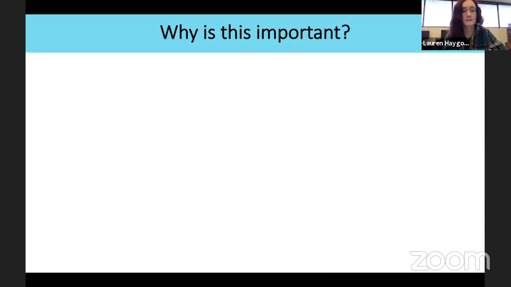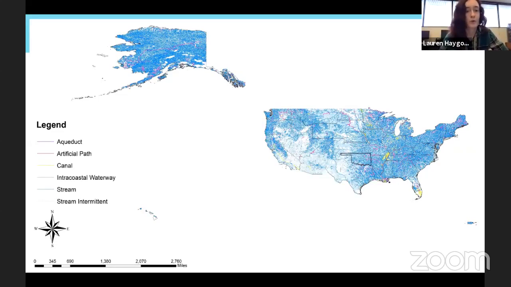And then why is this important? So the US has around 3.5 million miles of streams, or freshwater systems. We're primarily composed of streams and intermittent streams. Intermittent streams are streams that don't necessarily have flow during dry periods, so they will be lacking water during drought periods. We also have canals and artificial pathways and aqueducts, which are all made from human construction.